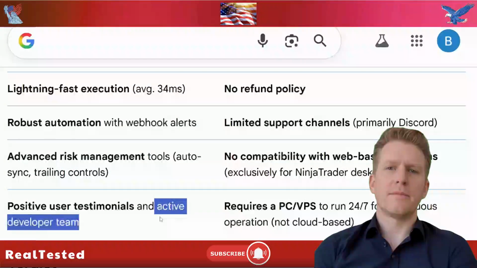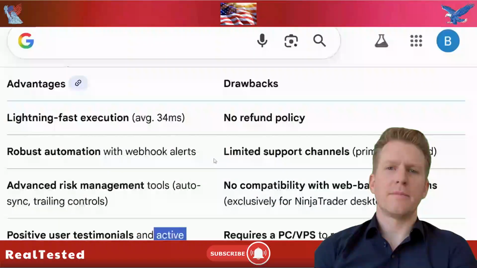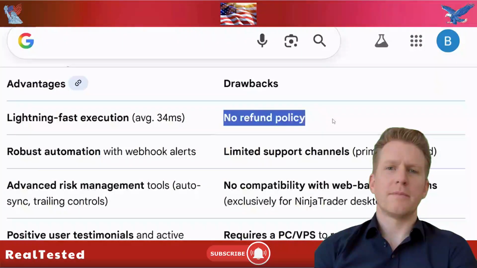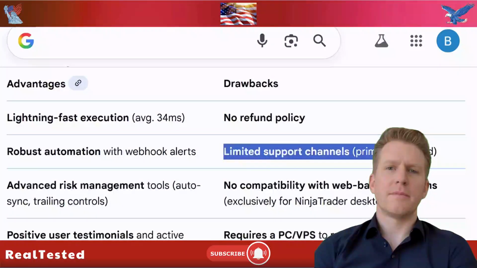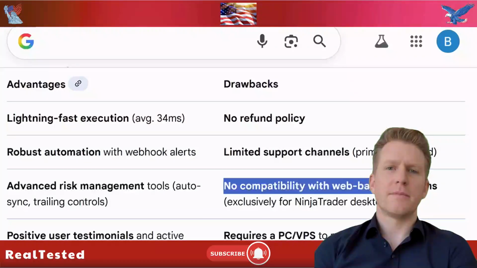Let's look at the cold, hard facts. The advantages include lightning-fast execution, robust automation with webhooks, and advanced risk controls that actually work.